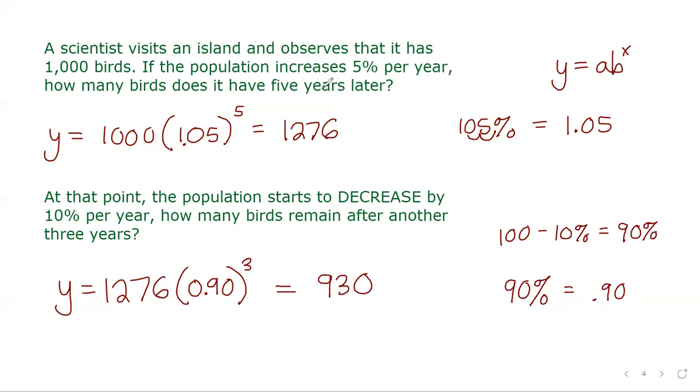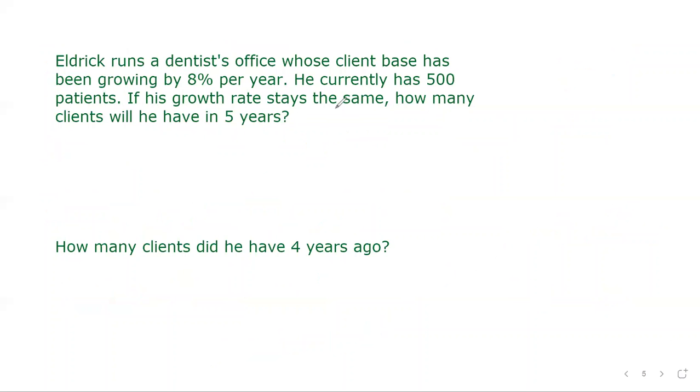By the way, if this were all one question, you could actually set this up all at once. Like there's 1,000 birds. The population went up by 5% per year for 5 years, and then down by 10% per year for 3 years. If that were all one question, you could set that all up as one calculation. But let's move on to a couple more examples here.